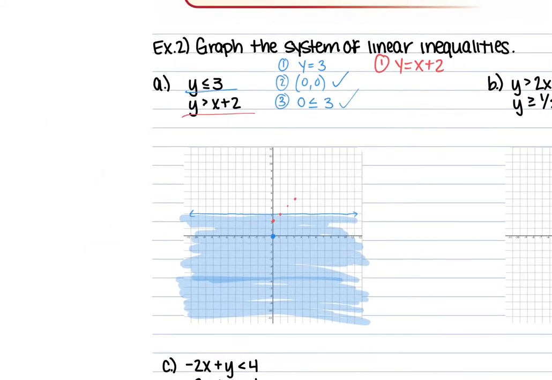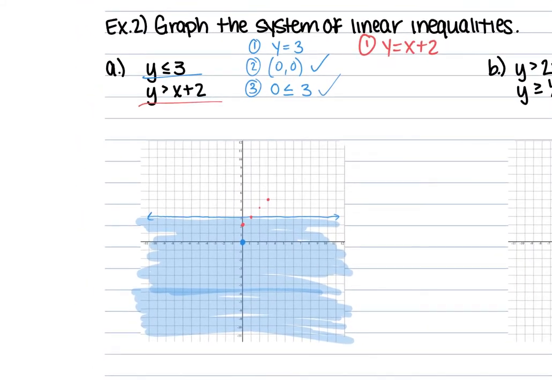Okay. Now, our first line was a solid line. Should this one be solid or dotted? It is going to be dotted. Why? Because of this symbol. Do you guys see this symbol in the beginning? Layla, why does it need to be dotted? Because it's not equal to. Excellent. It's not equal to.